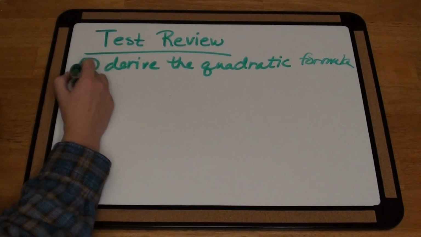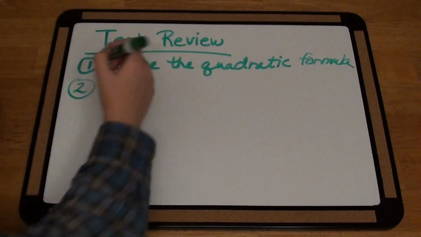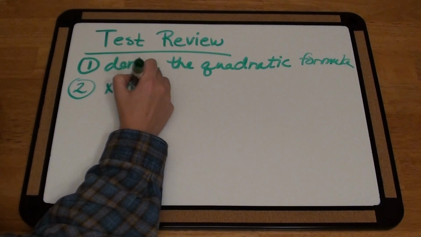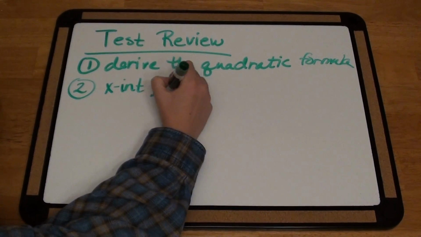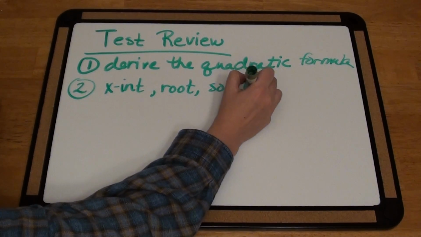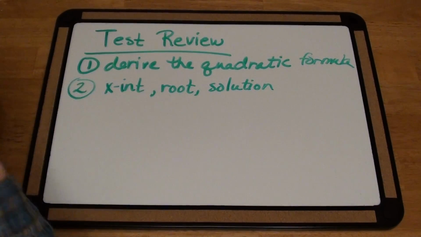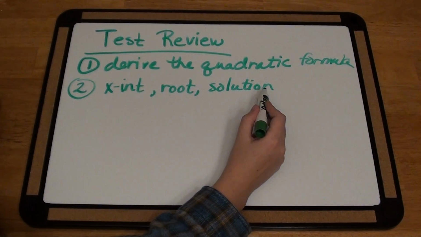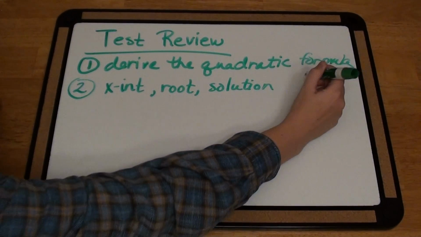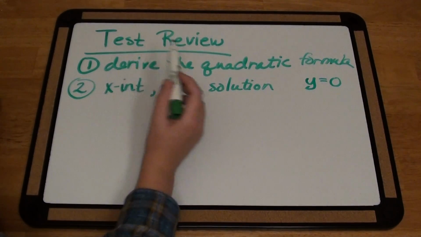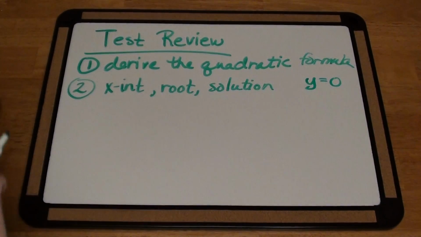2, you need to start getting familiar with terminology. So x-intercept, root, solution. These are all words that mean the exact same thing. When you're looking for a solution, generally speaking, you're looking for where y equals 0. Okay, y equals 0, x-intercept, root, solution, these are all talking about the same thing.